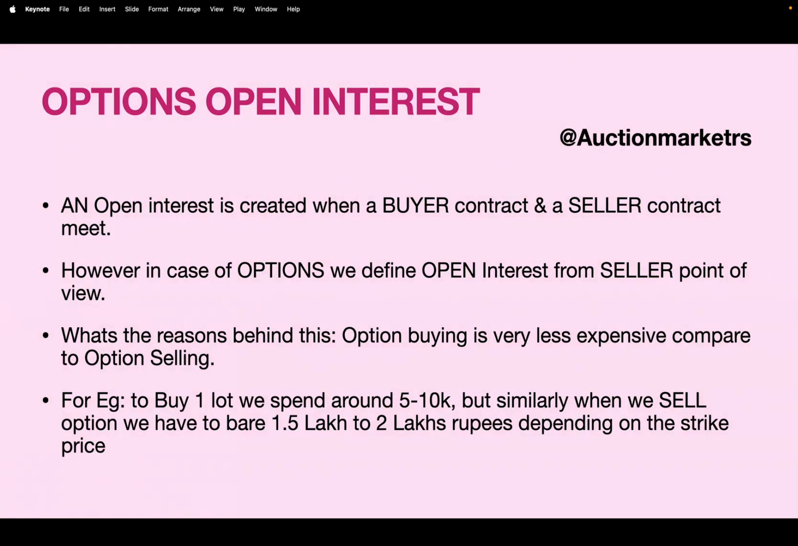Why does an option seller have to pay a huge amount to sell a single lot, when a single lot of any option of any strike, ATM or OTM, can be bought within 5 to 10K, depending on the strike and the price at that time? But when we want to sell that particular option, why do we have to pay in lakhs, 1.5 lakhs or 2 lakhs for a single lot? Just take an example.